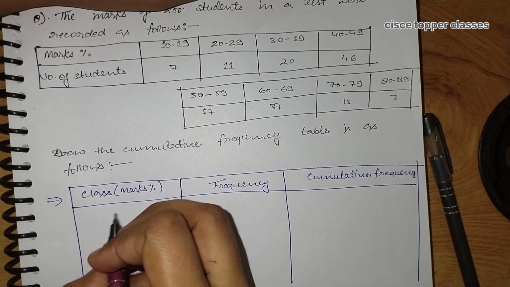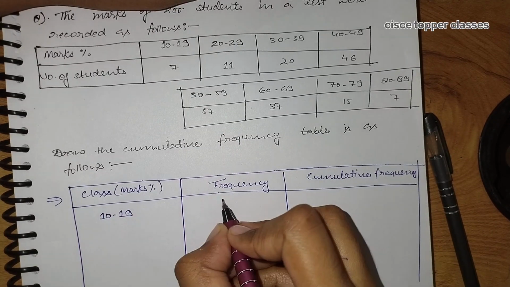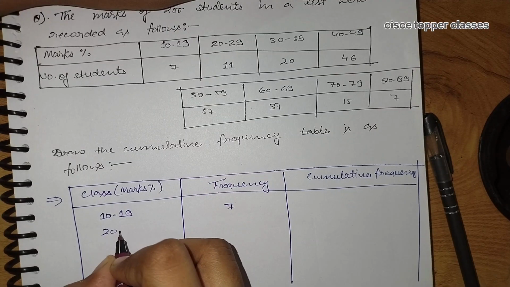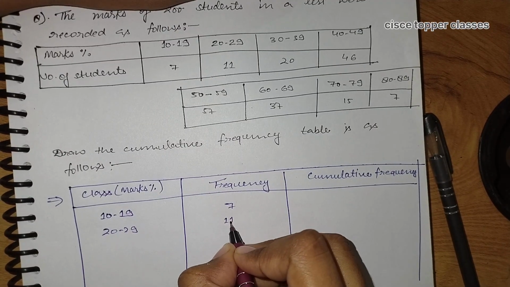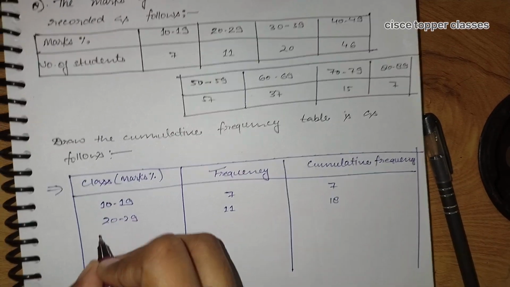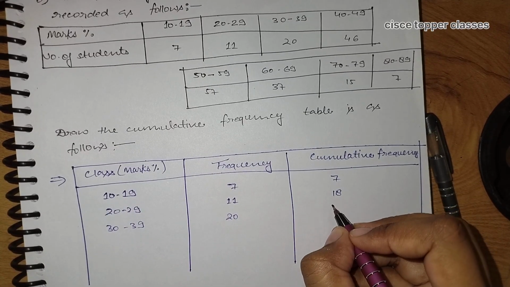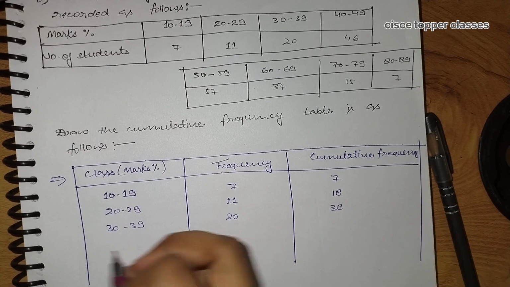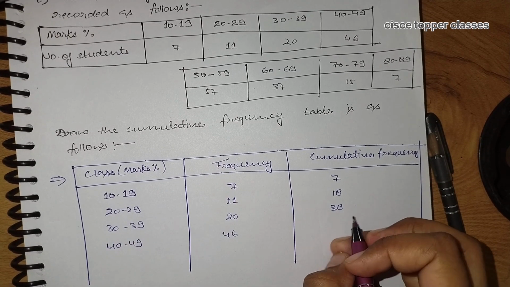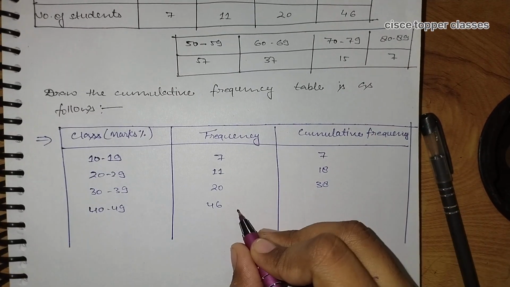Marks percentage. If we write from 10 to 19, the frequency will be here 7. And if we write for 20 to 29, the frequency will be 11, and on adding side by side, this will be 18 here. If we write for 30 to 39, this will be 20. 20 plus 18 we can write as 38. If we write for 40 to 49, this is 46 here, and if we add 46 plus 38 here, on adding this will be 38 plus 46.